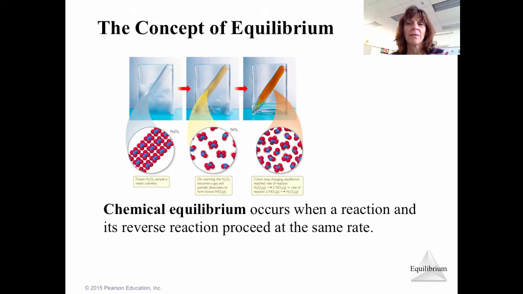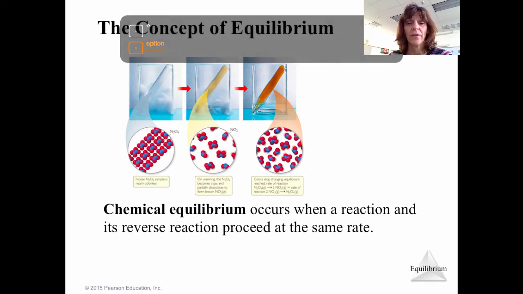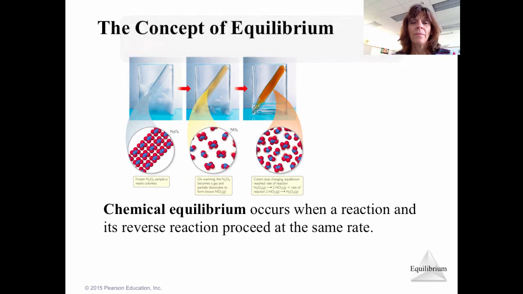Let's talk about the concept of equilibrium that you've been working with in lab for the last week or so. Equilibrium is the concept of a reaction that can go forward and reverse. And equilibrium occurs when a reaction and its reverse reaction proceed at the same rate.